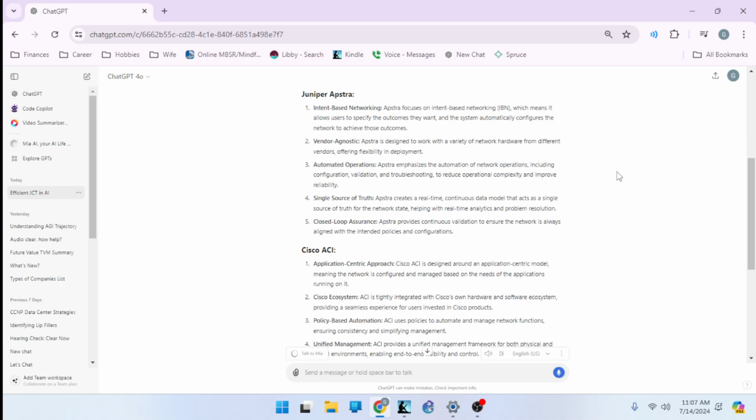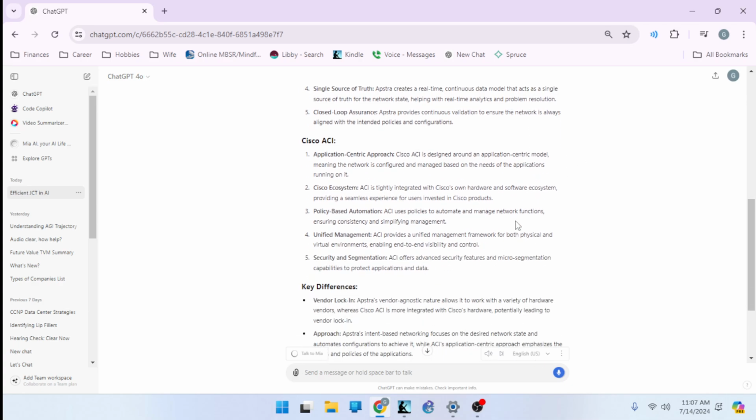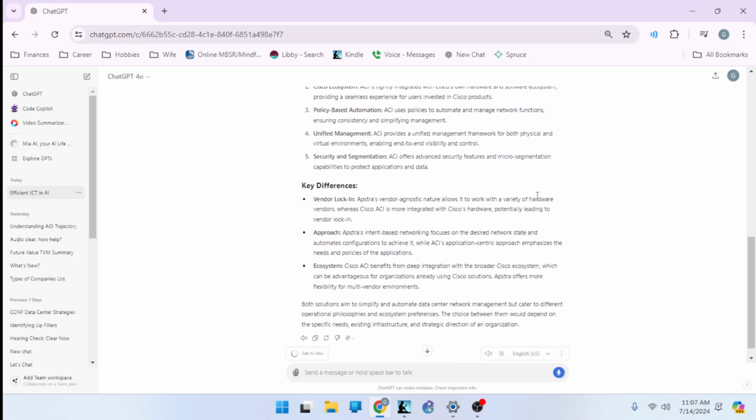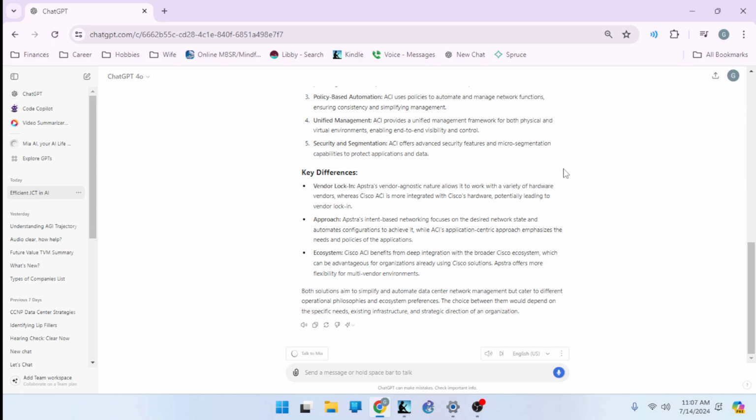Cisco ACI, application-centric approach. Cisco ACI is designed around an application-centric model, meaning the network is configured and managed based on the needs of the applications running on it. Cisco ecosystem. ACI is highly integrated with Cisco's own hardware and software ecosystem, providing a seamless experience for users invested in Cisco products. Policy-based automation. ACI uses policies to automate and manage network functions, ensuring consistency and simplifying management. Unified management. ACI provides a unified management framework for both physical and virtual environments, enabling end-to-end visibility and control. Security and segmentation. ACI offers advanced security features and micro-segmentation capabilities to protect applications and data.